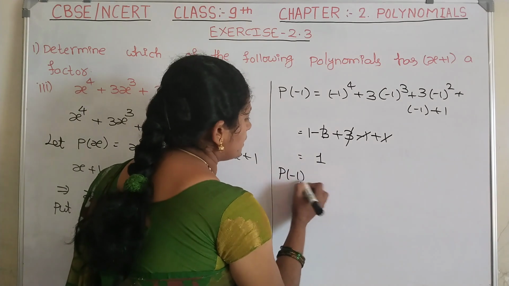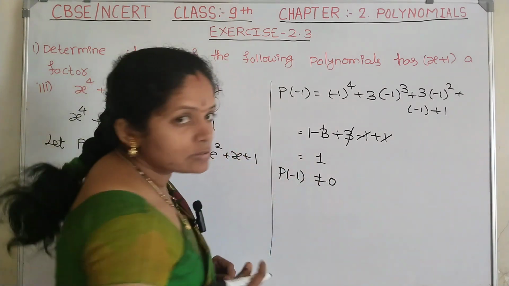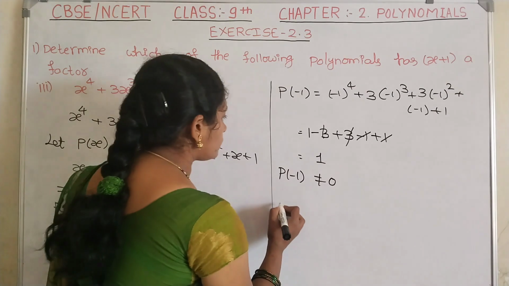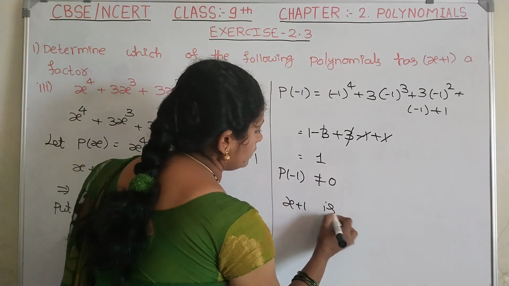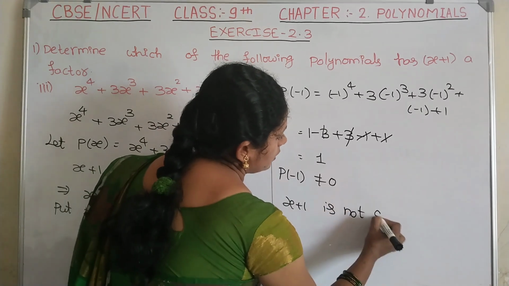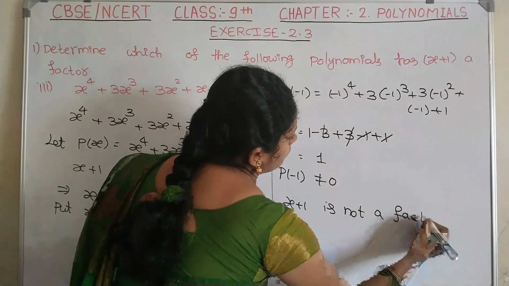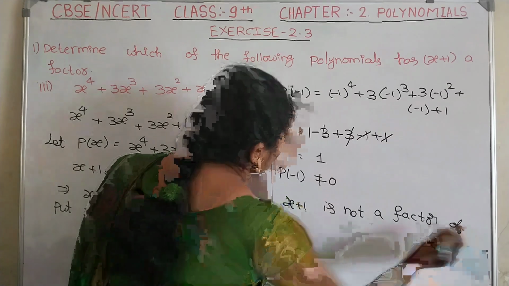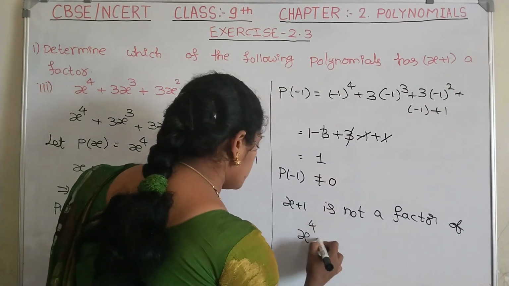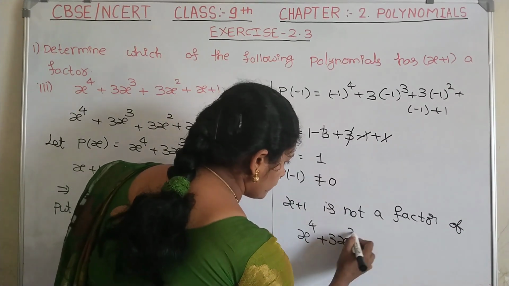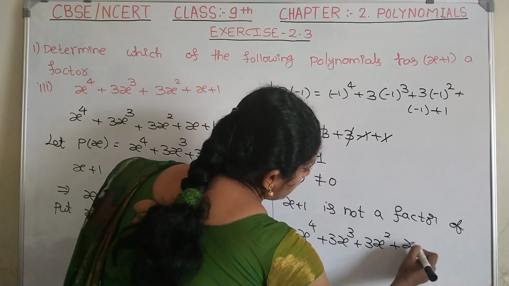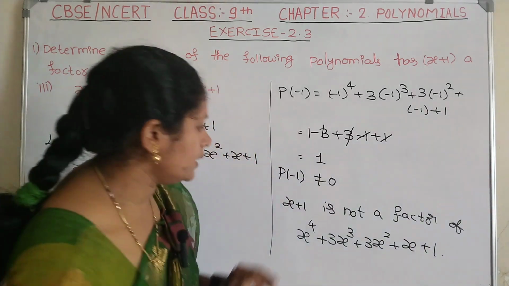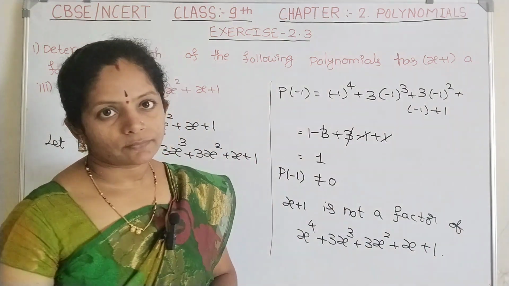p of minus 1 is not equal to 0. Then x plus 1 is not a factor of x power 4 plus 3x cube plus 3x square plus x plus 1. In this way, we can write the conclusion.